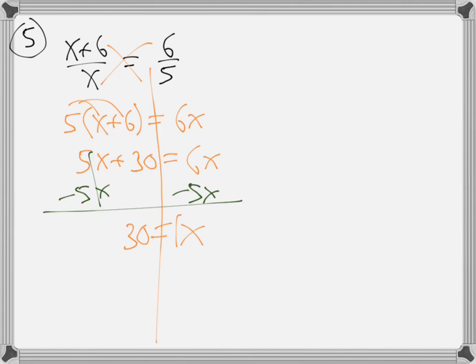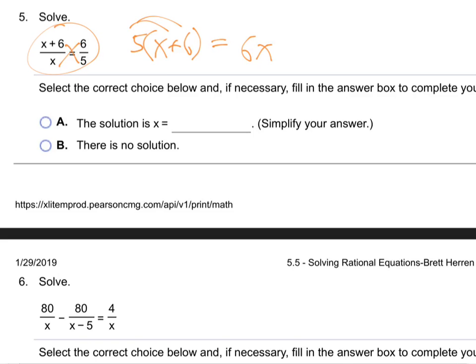Because that's 1x, isn't it? Or just x. So we're done. We good? It's all easy. So the two fractions are easy. Just cross multiply. Now, let's go do number 6, which is harder.